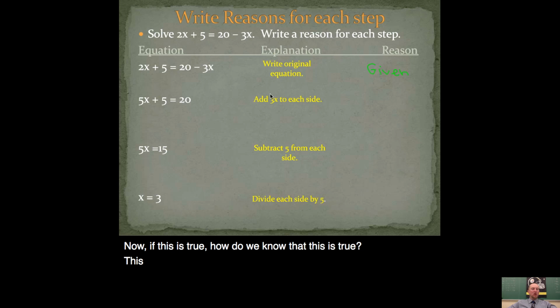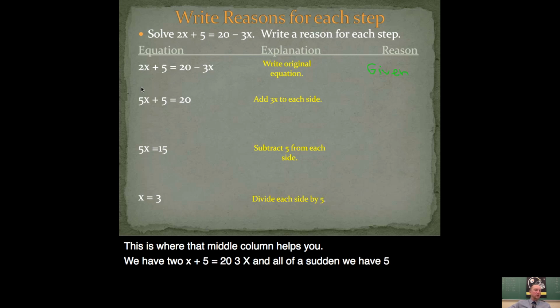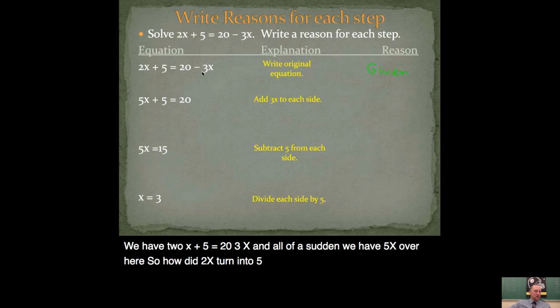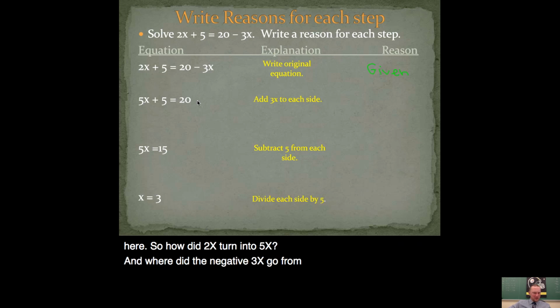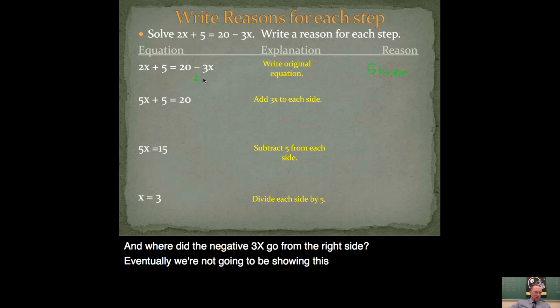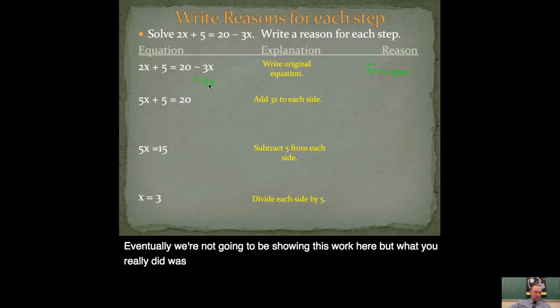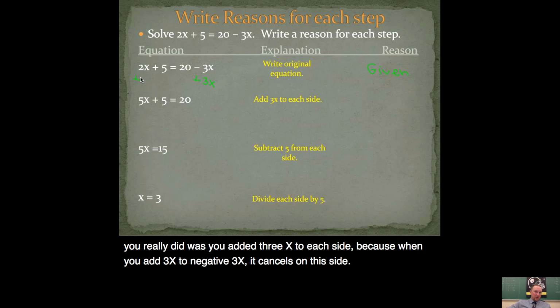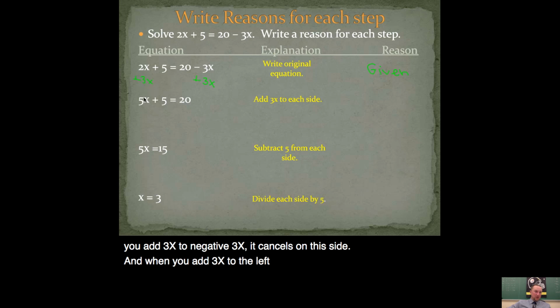This is where that middle column helps you. We have 2x plus 5 equals 20 minus 3x, and then all of a sudden we have 5x over here. So how did 2x turn into 5x? And where did the negative 3x go from the right side? Well, eventually we're not going to be showing this work here, but what you really did was you added 3x to each side, because when you add 3x to negative 3x, it cancels on this side. And when you add 3x to the left side, you end up with 5x. So this is telling you what you actually did to both sides.